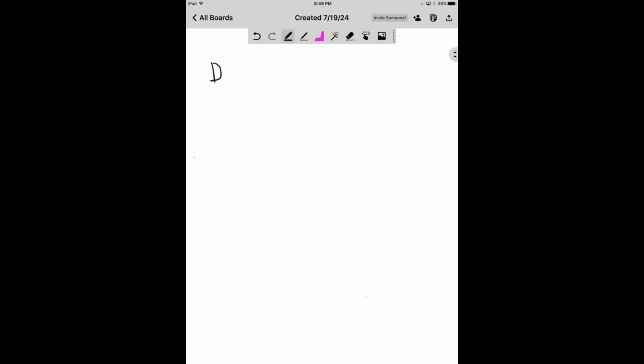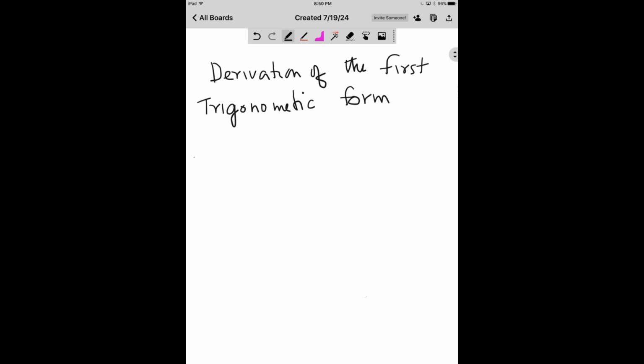Hello, today I am going to derive the first trigonometric formula, that is cos(A minus B) is equal to cos A cos B plus sin A sin B. It's a geometrical proof actually. We already learned the polar coordinates. Consider a unit circle. Unit circle means the radius should be 1.